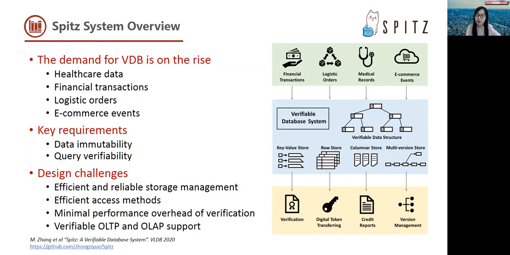And we identify four key challenges in designing the system, like we need an efficient and reliable storage management, and we need to provide efficient access method for querying immutable data, and we need to minimize the performance overhead of verification. And also, it is very challenging to support both verifiable OLTP and OLAP queries with good performance at the same time. So Speeds is an ongoing work, but we make use of various components of our existing systems.